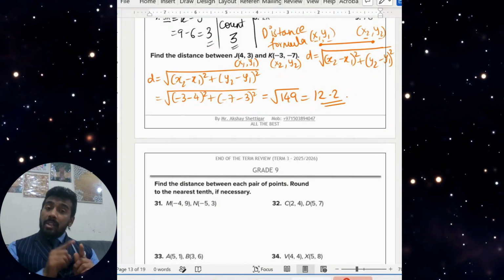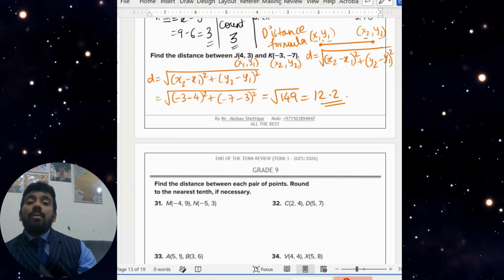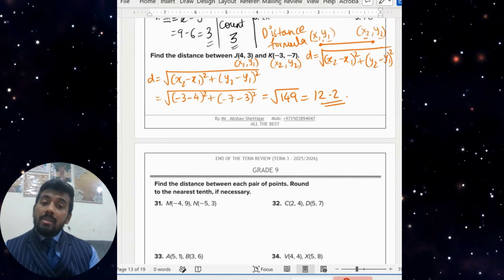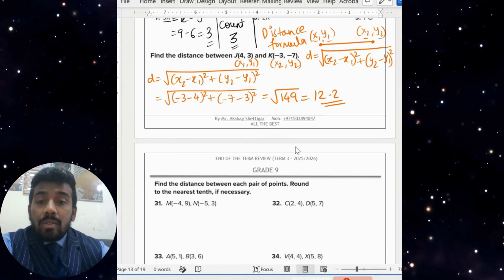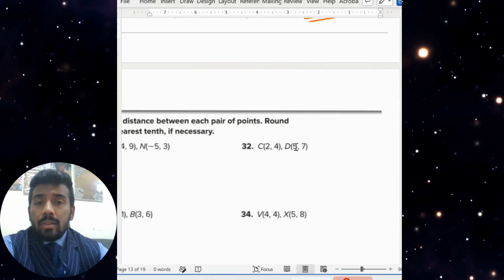So you have to remember this formula. It is a very important formula, which will not leave you till grade 10, grade 11, grade 12. By using this formula, you find the distance. Let's go to the next one.